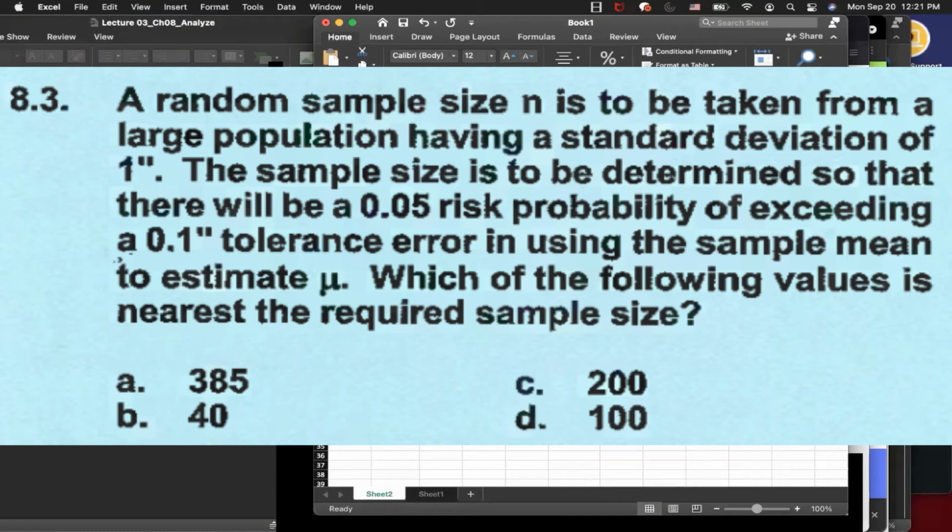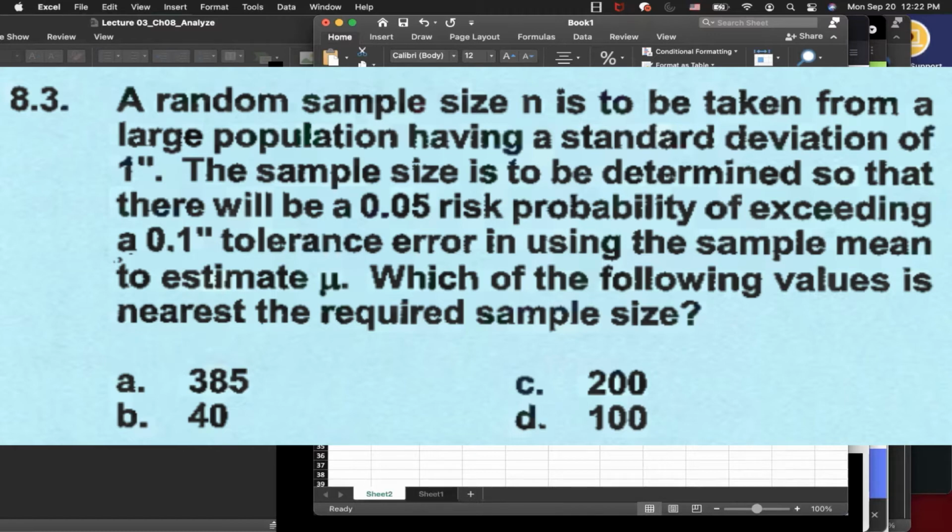So the question is, a random sample of size n is to be taken from a large population having a standard deviation of 1. The sample size is to be determined so that there will be a 0.05 risk probability of exceeding a 0.1 inch tolerance error in using the sample mean to estimate mu. Which of the following values is nearest the required sample size?